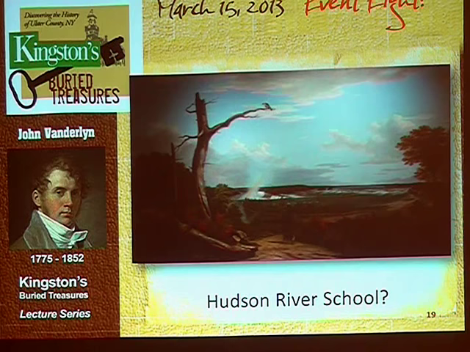John Vanderlyn didn't seem to have the soul of a Hudson River School painter. He really wasn't that interested in the beauty of nature and all that nature symbolized to the Hudson River School people. And he didn't seem to have the nationalistic approach that America in its natural form was beautiful, and that was a complete break from European art. He just kind of said, no, this is not what I want to do.